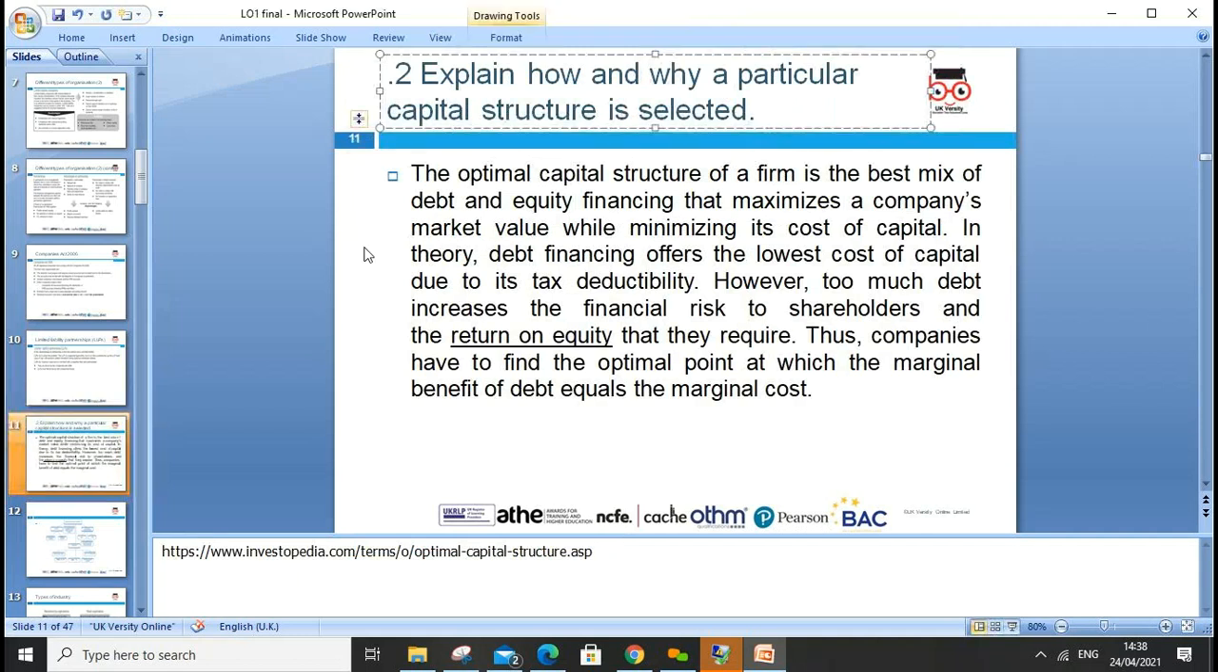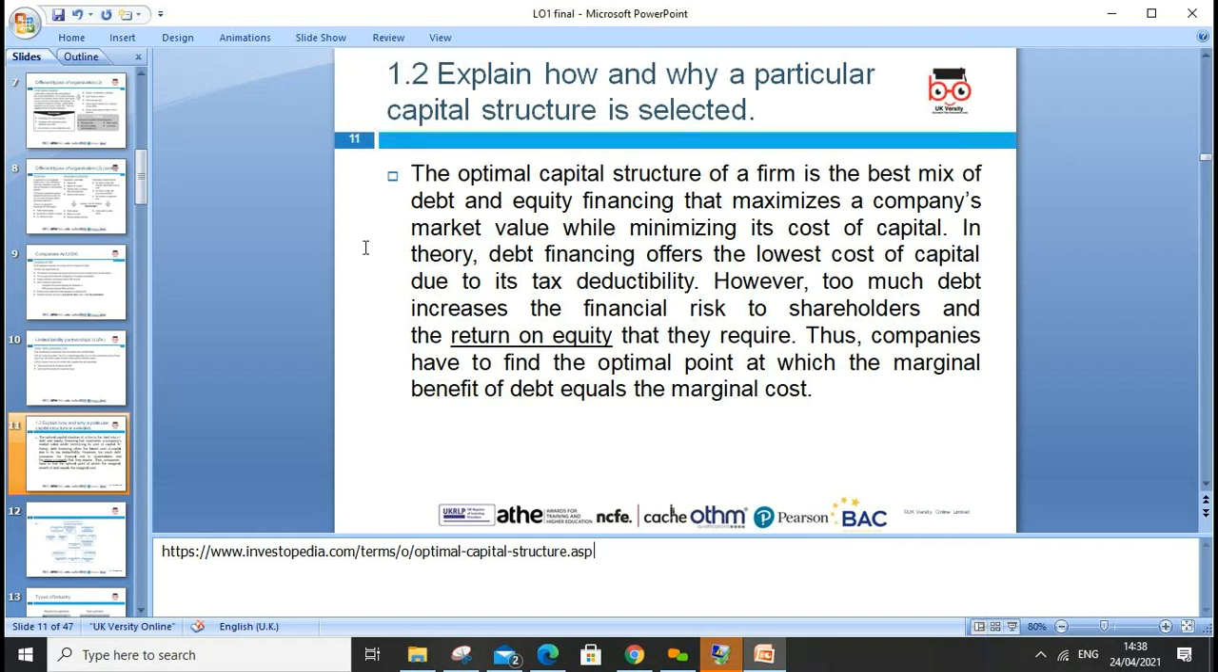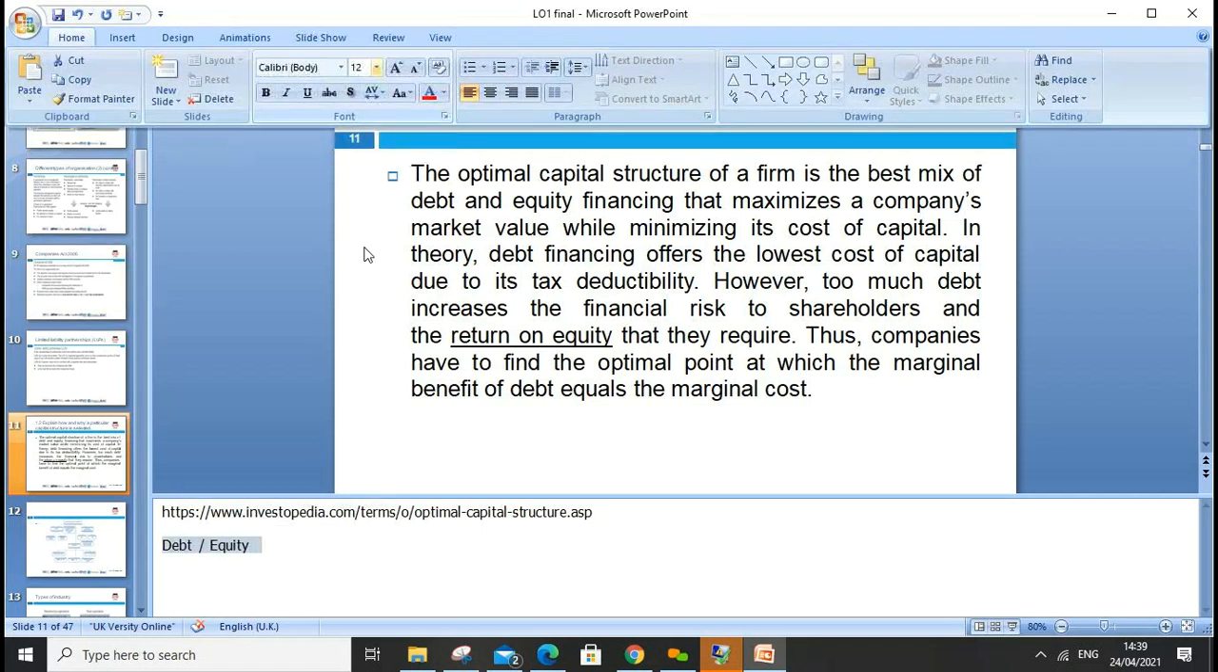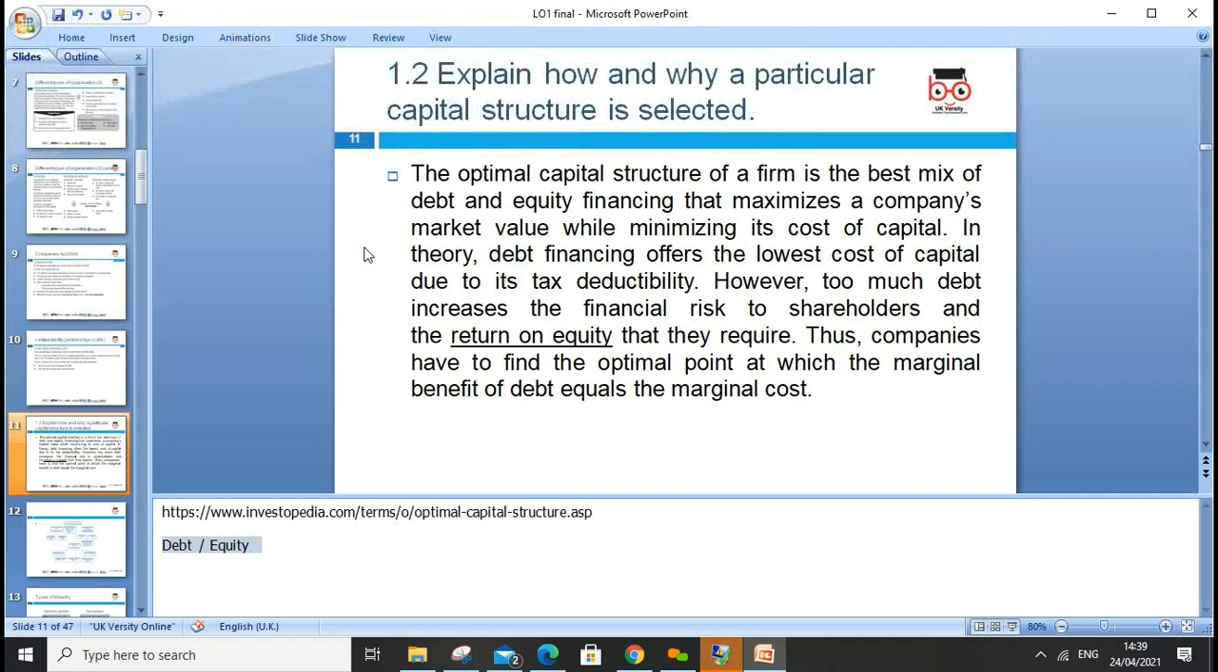So next we have 1.2, explain why a particular capital structure is selected. The capital structure of the firm is the best mixture of debt and equity financing, to maximize value. If you have debt financing, which one is a cheaper source of finance, debt or equity? What do we think? If the company needs to raise money, which one is the best option? Well, equity, you're only using your own money. Debt, you've got to go out and borrow, and you've got to give a return on the money that you borrow, don't you? Yes, is the interest involved?